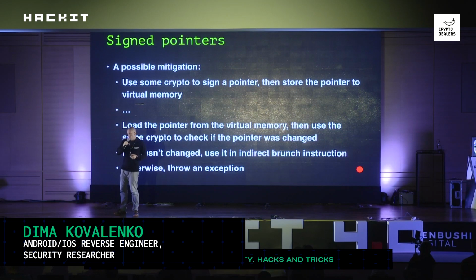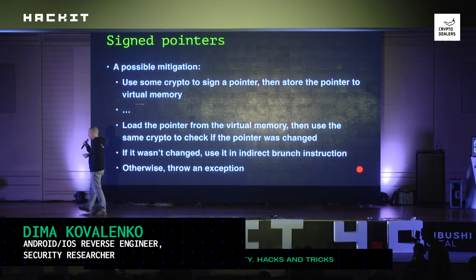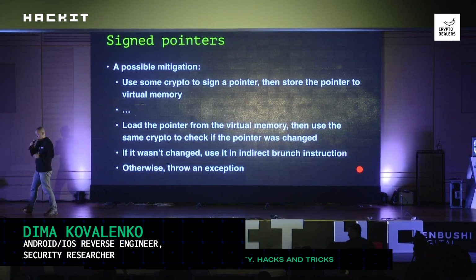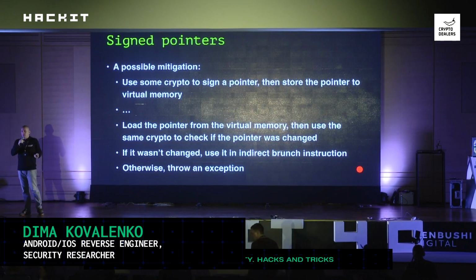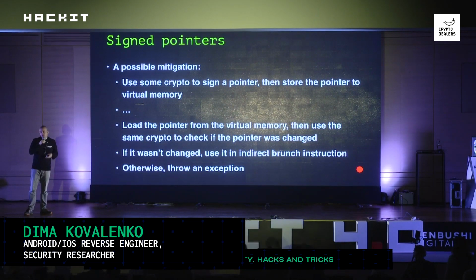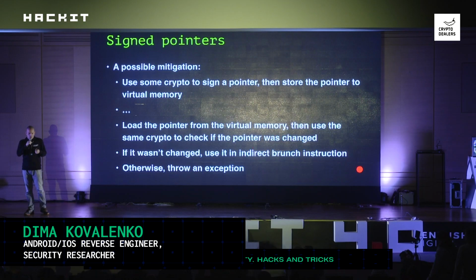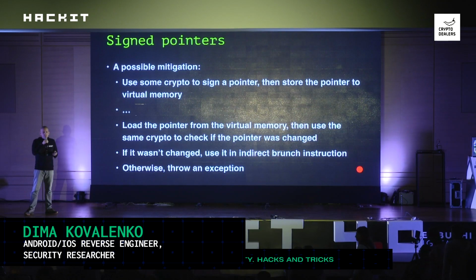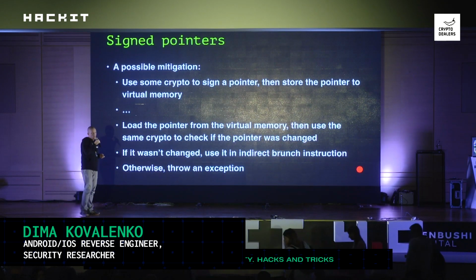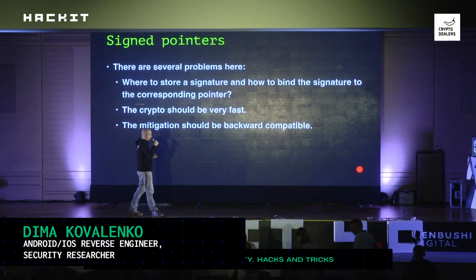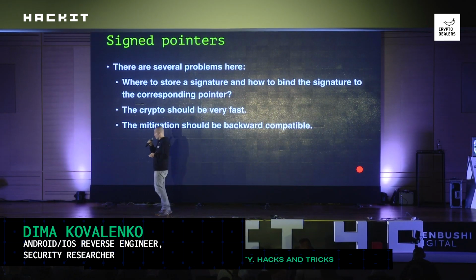And make sure the pointer is not changed, is not overwritten with some malicious exploit. If the pointer is not changed, we use it. If the pointer was changed accidentally or maybe by some exploit, we throw an exception. The logic is actually very simple. And in theory, everything sounds great. But in practice, we have several problems.